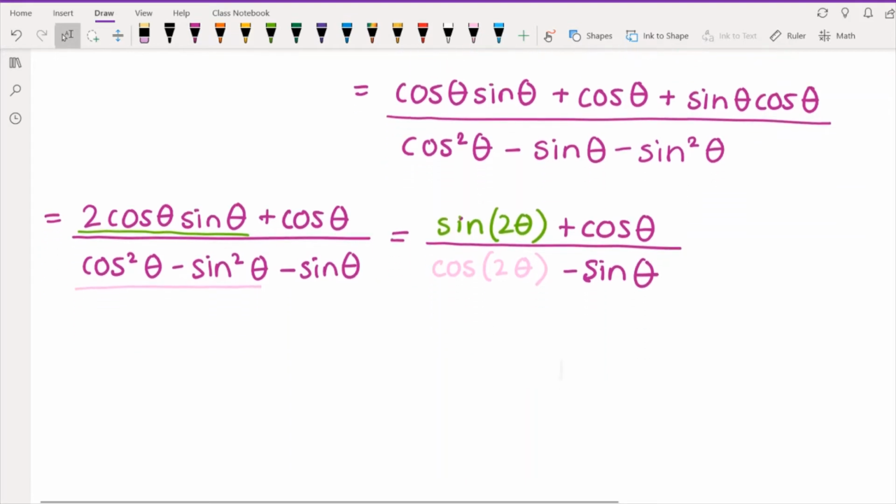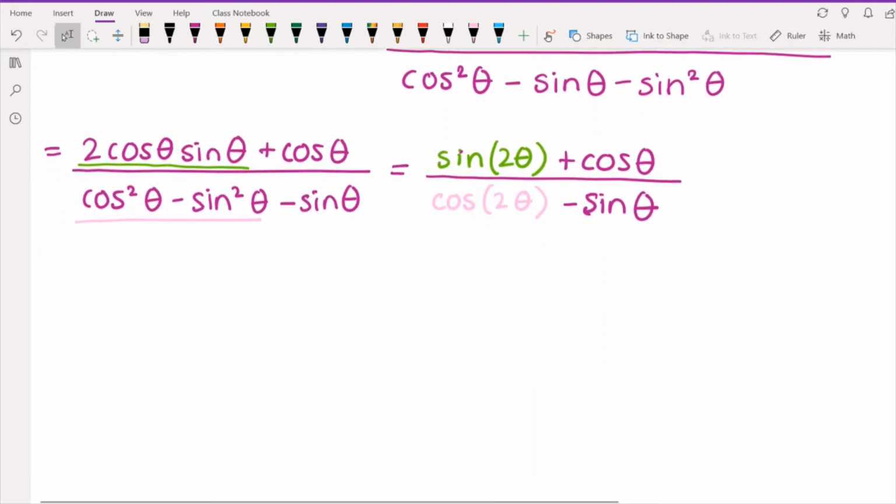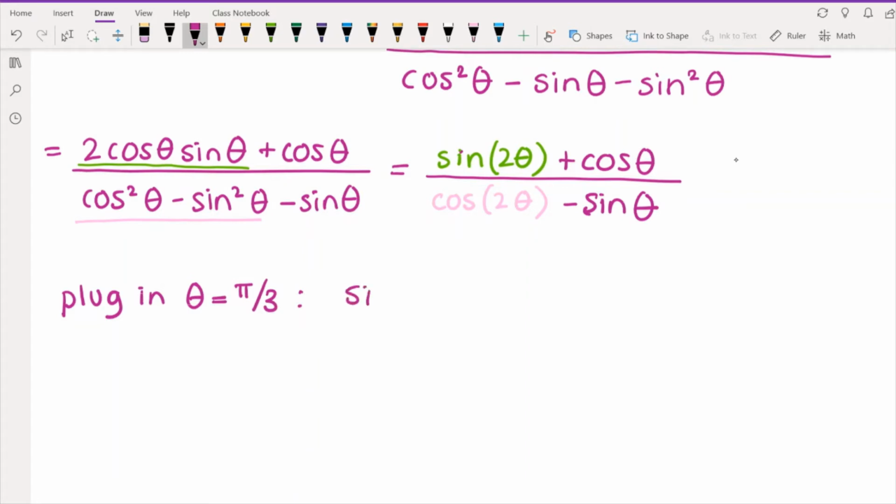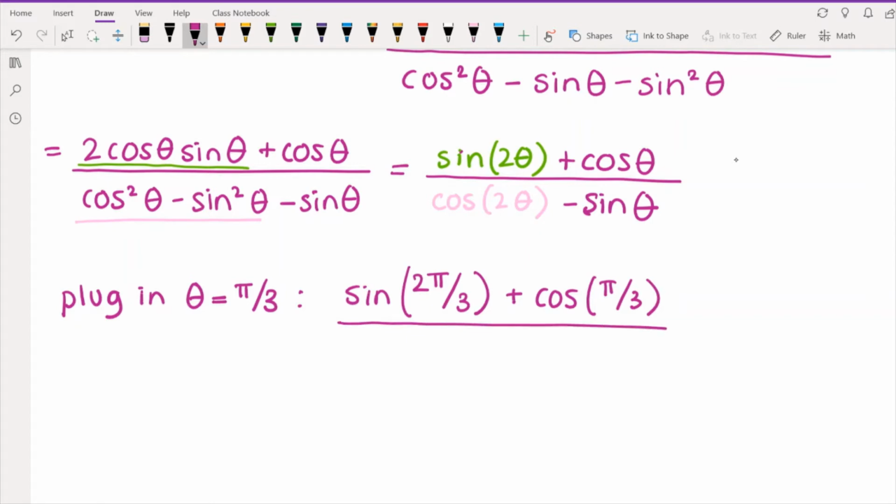So it's just going to be a little bit less to plug in if we have that, rather than having to calculate cosine and sine and multiply them together. Okay, so now we're ready to plug in theta equals pi over 3. So we're going to get sine of 2 pi over 3 plus cosine of pi over 3, divided by cosine of 2 pi over 3 minus sine of pi over 3.